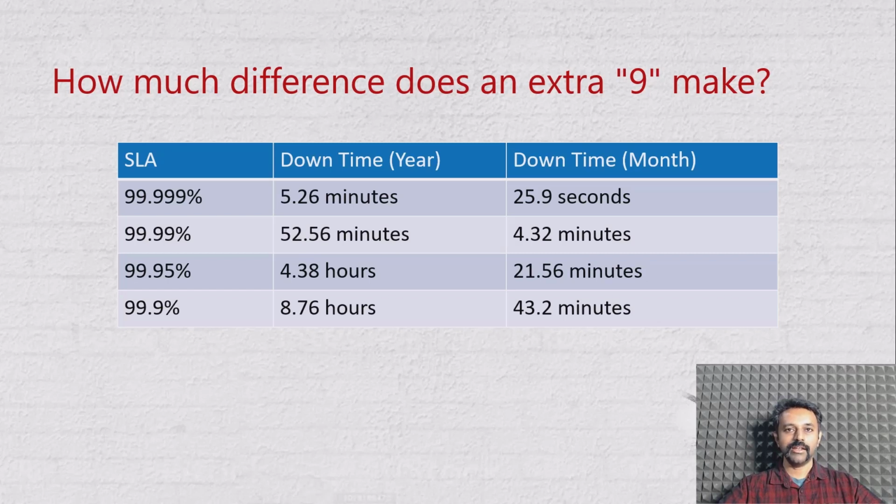So if we look at 99.9%, downtime per year is almost close to a working business day, 8 to 9 hours, right? In a month it is 43 minutes. Now if we just add another 9, that comes down to less than an hour a year and less than 5 minutes a month. So that shows the impact of just having an additional 9.